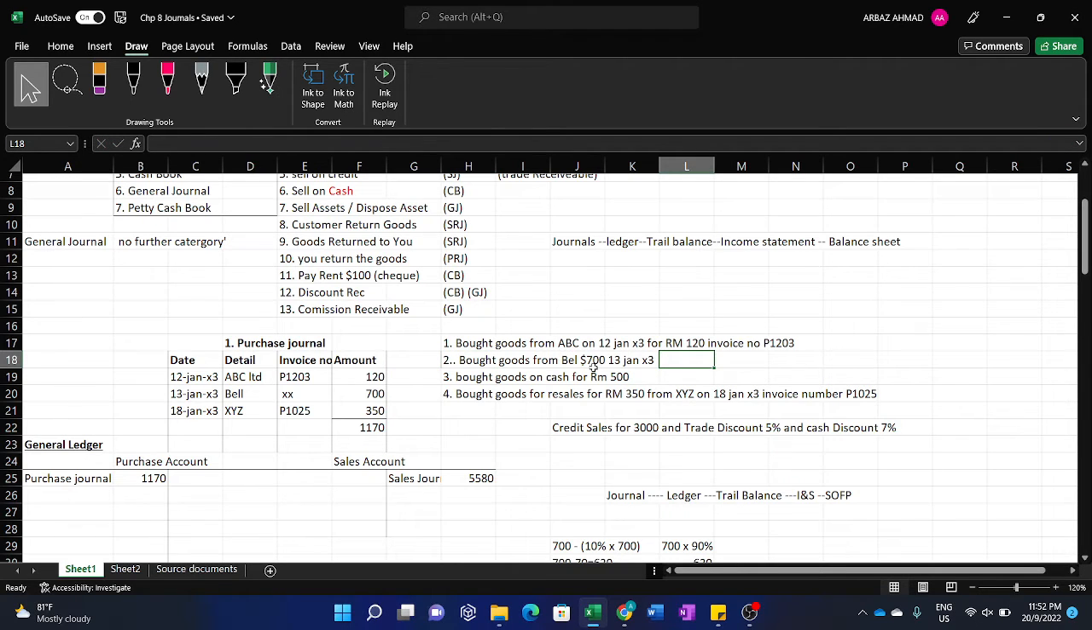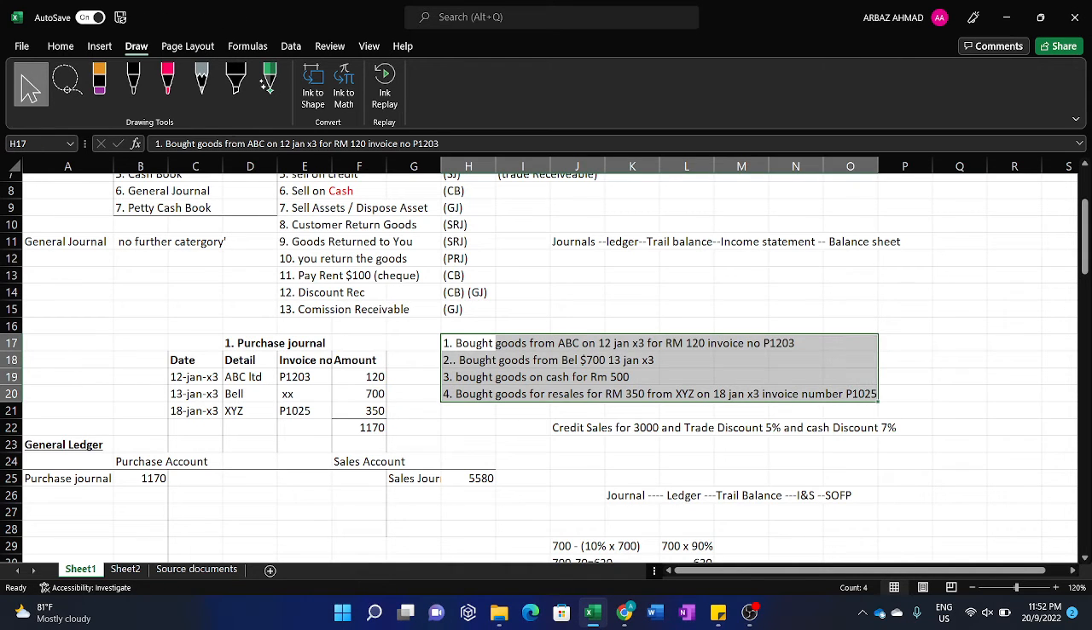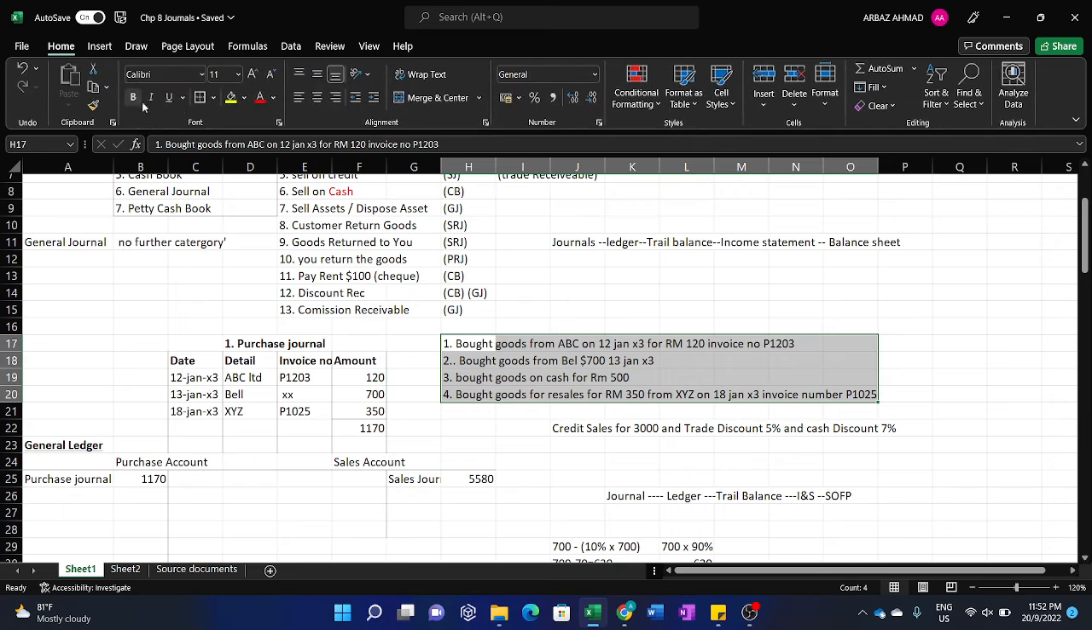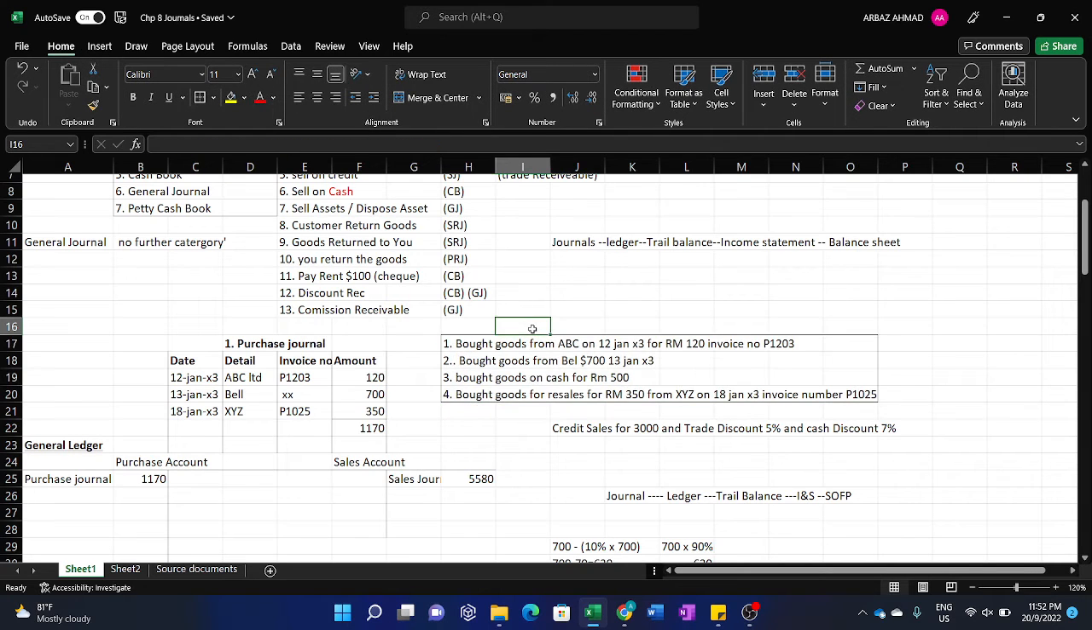Then for 700 on this date. So all these transactions are assumed to be on credit. It will be mentioned in the question, but these are my examples, and that's why I haven't specified them very particularly.